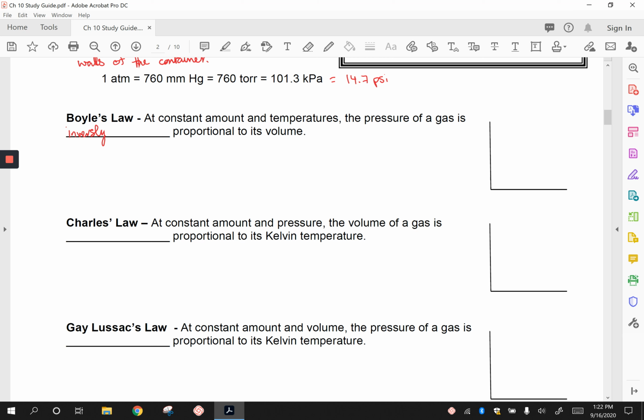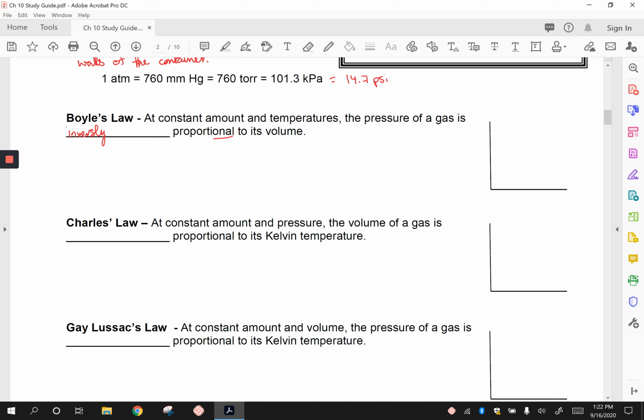Last year we did the Boyle's Law lab where there was a syringe and we filled it up with air, we closed it, and then we would push to decrease the volume, and it would get harder and harder to push because the pressure was increasing. So it's an inverse relationship. You need to know it in words like this.